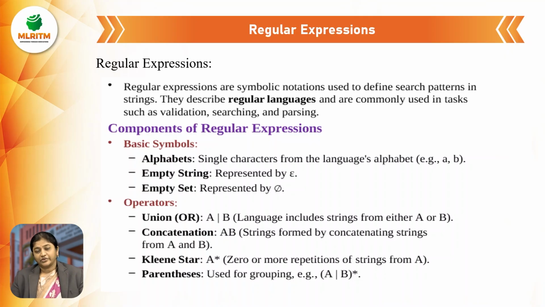And what are the operators we are going to represent in regular expressions? They are union, concatenation, Kleene star, and parenthesis. Union, A or B, is a language which includes strings from either A or B. Next, concatenation, AB, strings formed by concatenating strings from A and B. Kleene star, that is A star. A star indicates zero or more repetitions of strings from A, one or more times, or else it may be zero also.